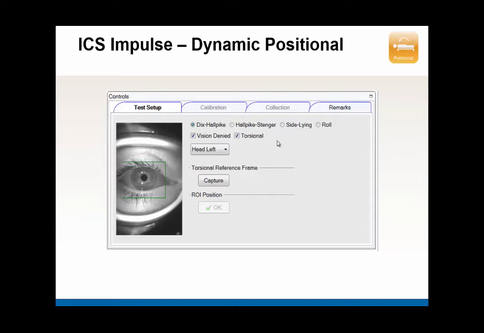Then you want to check the torsional box. Now know that torsional is a purchasable item, so it doesn't come with every system. If you want torsional, then you need to contact your salesperson. So once you choose your test, then you'll choose your drop down. Do you want to do head left, repeat, head right, repeat? And then the capture button allows you to capture the reference frame for torsional. And again, that's covered in detail in the torsional video. And then once you have the region of interest set, you would click OK.